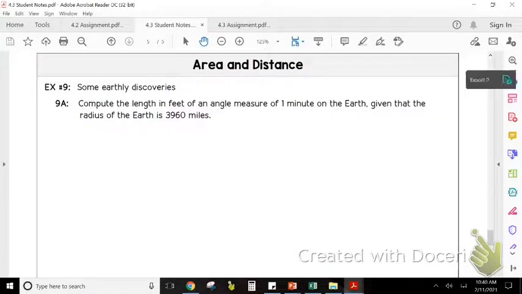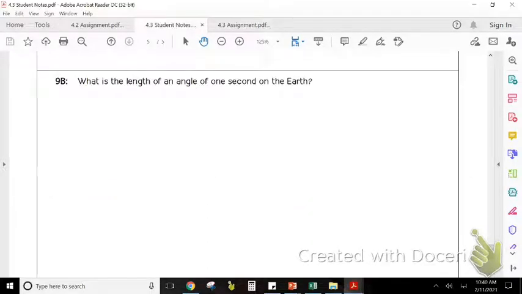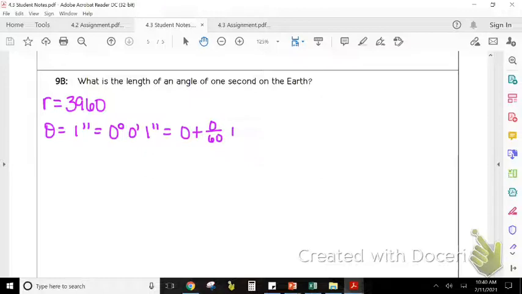9b is the same thing, except now it says what is the length of the angle that is 1 second on the Earth. So I want the length, so I'm after that arc length. Our radius, we're still on Earth, so still 3,960, but now our angle is 1 second. So if you wanted to, you could put 0 degrees, 0 minutes, 1 second. So that would be 0 plus 0 over 60 plus 1 over, remember there's 3,600 because we're skipping from minutes, automatically going to degrees there. All right, so we end up with 1 over 3,600 degrees.